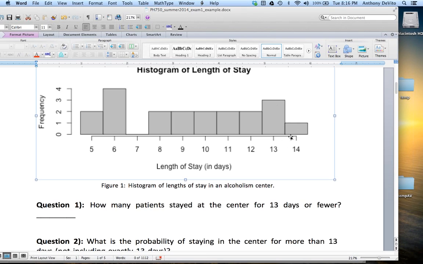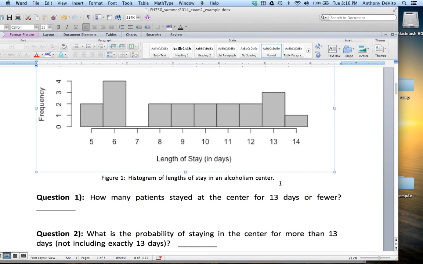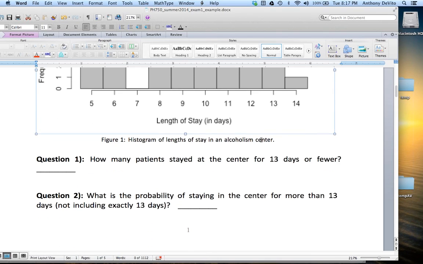What you did was, if I had changed one word in here, if I had said instead how many patients stayed for fewer than 13 days, you would have been right on the money. See, that's where the issue came up. Right, there you go. Good. Okay, good. I'm glad we all agree on that now.